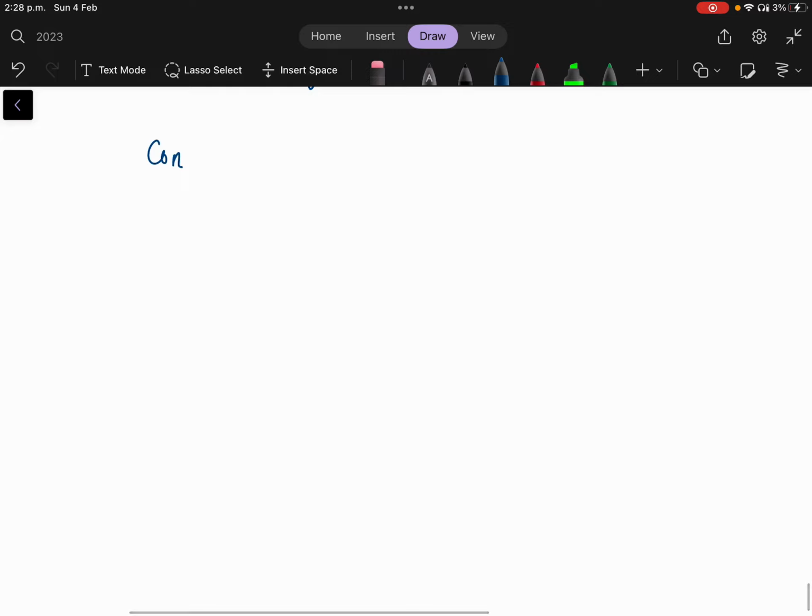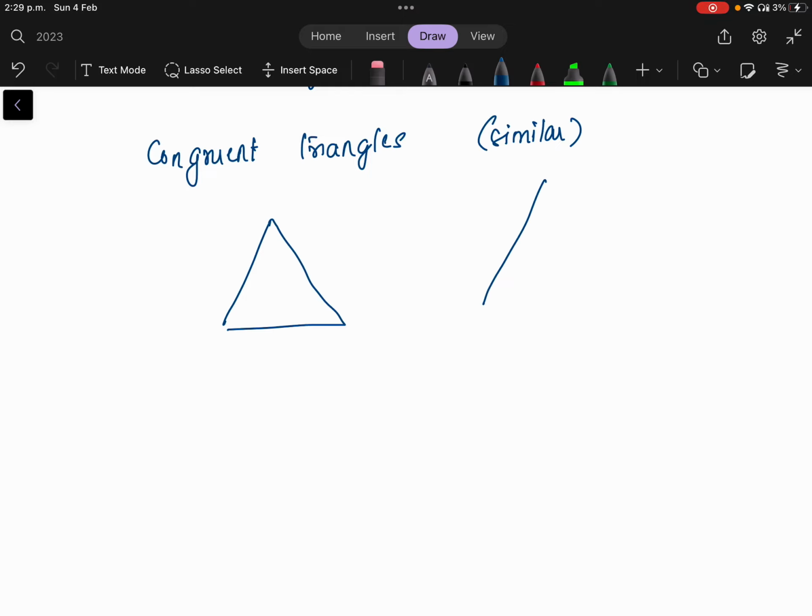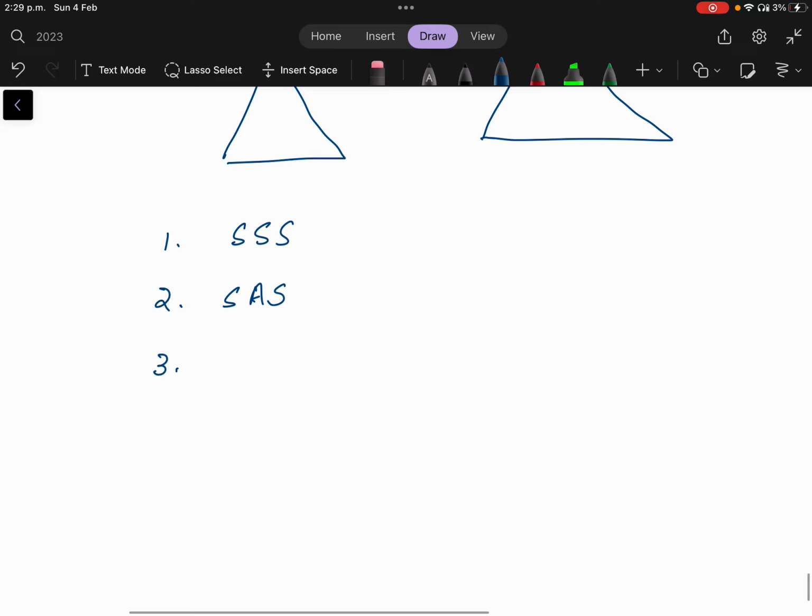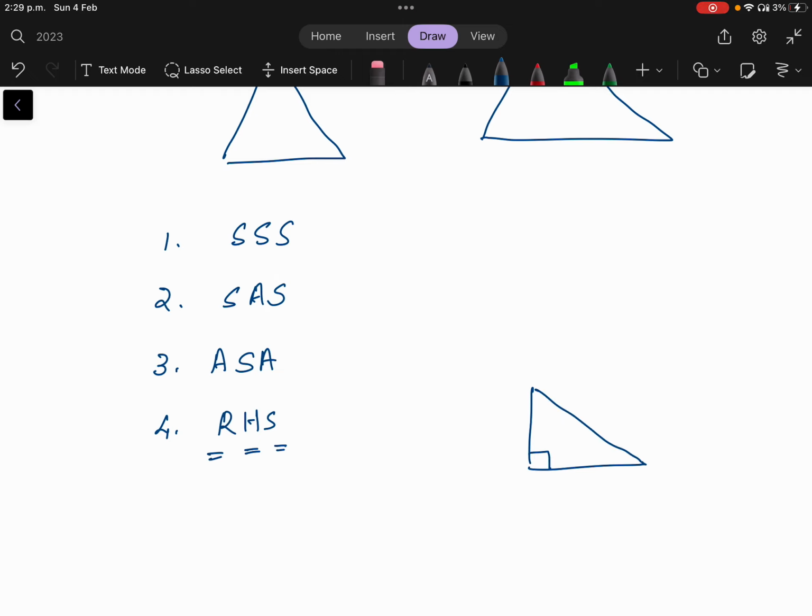Now you have the congruence of triangles. Congruent triangles, or there's another word called similar triangles. If two triangles are the same, we say that they are congruent. There are different types of congruence: side, side, side, which means the sides of one triangle are equal to the sides of the other triangle; or side angle side; or angle side angle, ASA. And the fourth one is RHS, which is right angle, hypotenuse and side. This is valid only for right angle triangles. You have a right angle, the hypotenuse is similar, and then you have another side which is similar.